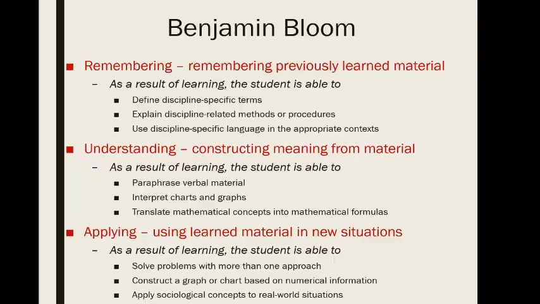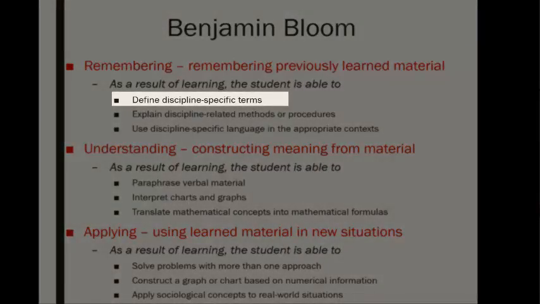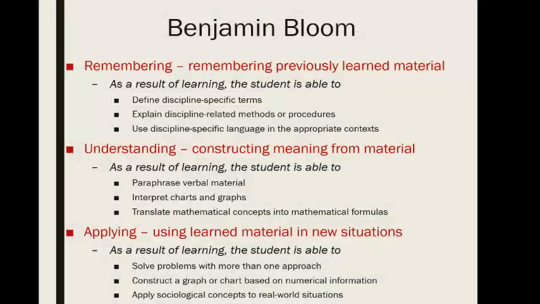Let's say that for a particular course, we agreed that students needed to remember previously learned material and maybe also to construct meaning from that material. Okay, so now the job is to write an objective that begins with an active verb appropriate for the remembering and/or understanding levels of learning. For instance, look up there. Define discipline-specific terms. This is a learning objective appropriate for the remembering level. We can measure this. We can see it. Students who do this have remembered previously learned material.